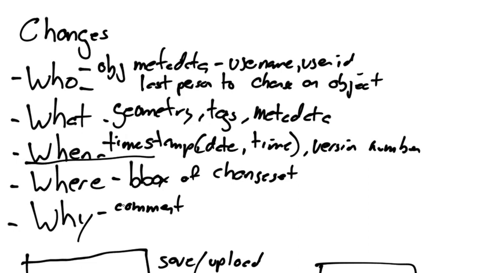So that covers all of the basic objects in OpenStreetMap. And I think, if you just were to stop here, you'd have a very solid understanding of the OpenStreetMap system. But hopefully you'll keep going, and I'll see you in the next video.